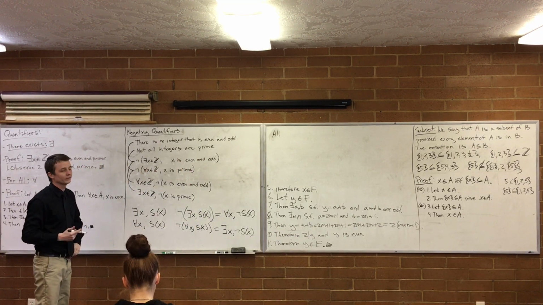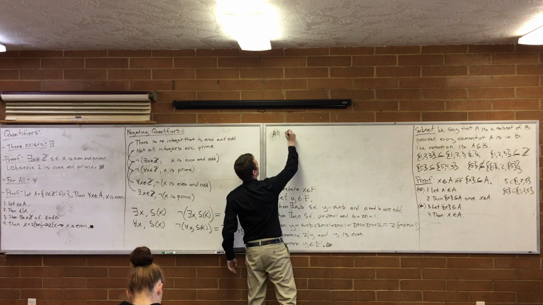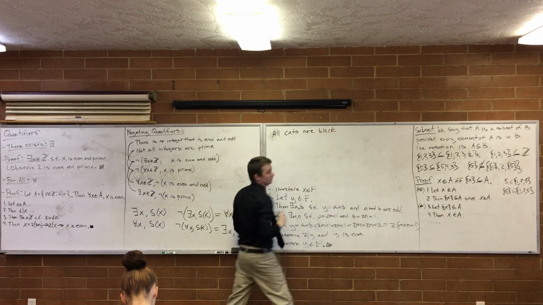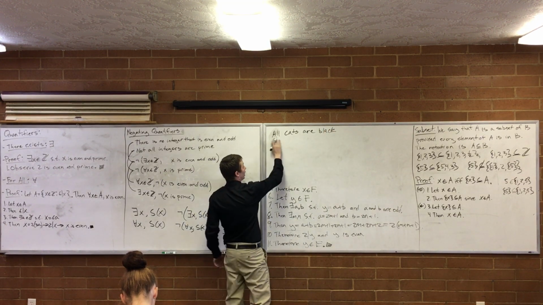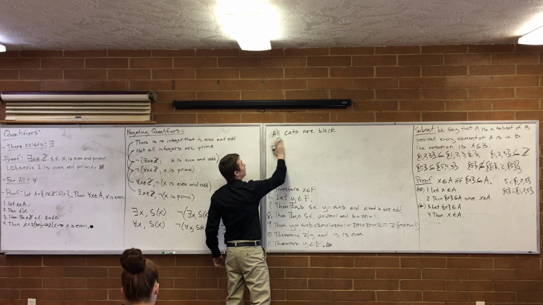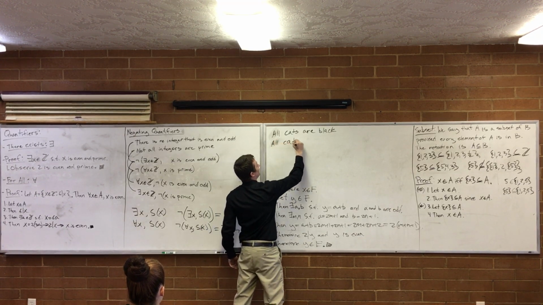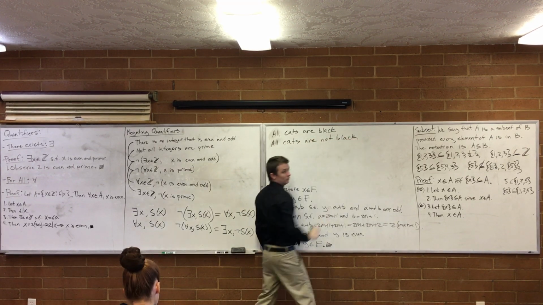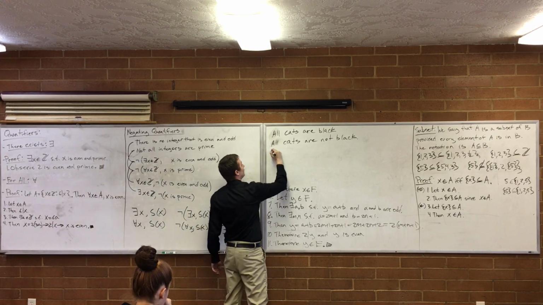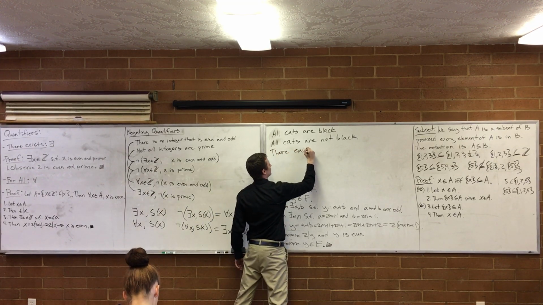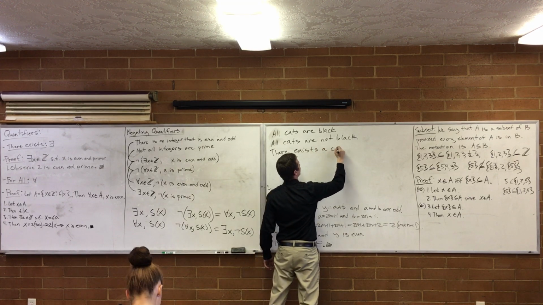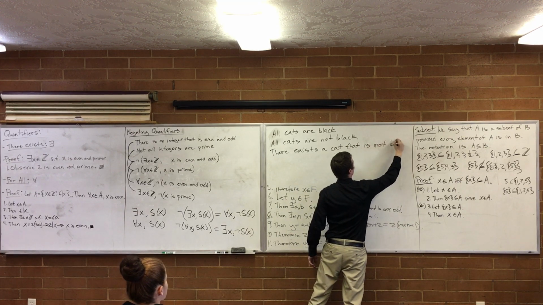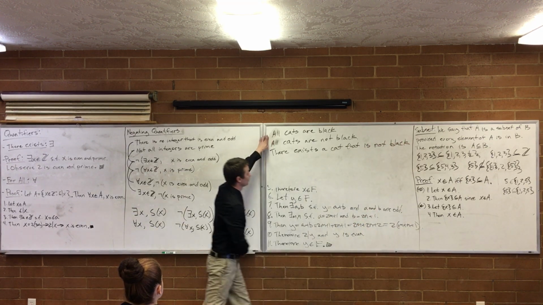So the question is, how do we not some statements? Let's pick one. All cats are black. The contradiction of that is what? There's a cat that's not. Is it all cats are not black? No. There's just a cat that is not black. There exists a cat that is not black. That's exactly right.